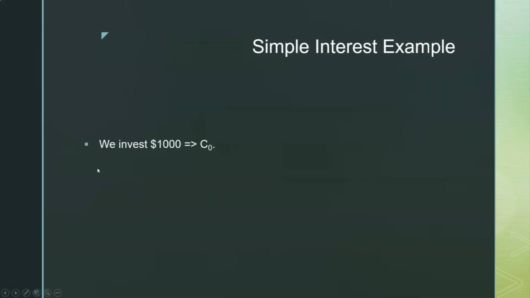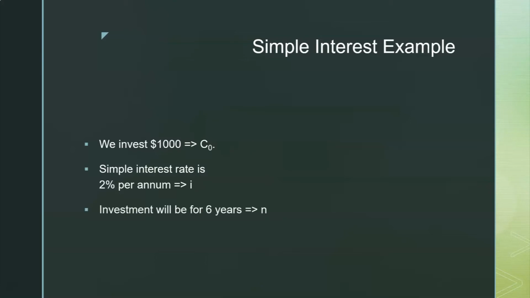We invest $1,000, which is C0. The simple interest rate is going to be 2%, which is i, and the investment will be for 6 years, which is our term n. So the accumulated capital, which Cn equals C0 times 1 plus n times i, that's our formula. Now we plug in those numbers. The initial value, C0, is 1,000. The interest rate is 2%, so that's 0.02. And the term is 6, so we replace the n with the 6.